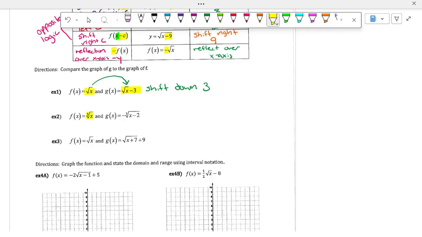So if we started with the parent function of the cube root, and we went to this function, which is negative cube root of x minus 2, what do we do to go from here to here? We reflect over x. Not down 2. Nope. Right 2. It's under the radical, meaning it's affecting the x's, so you have to go right 2. You got to look at the placement, guys. If it's outside the radical, you're going up, down. If it's inside the radical, you're going left, right.